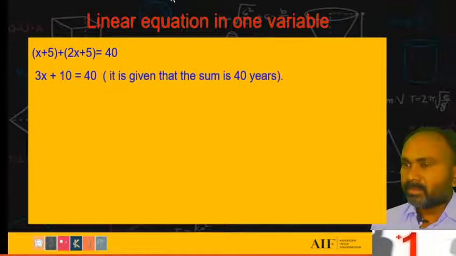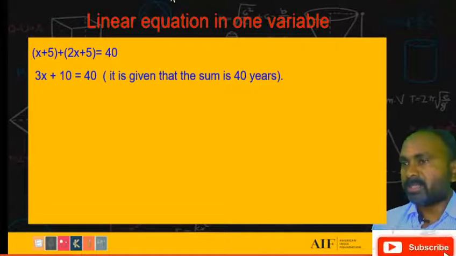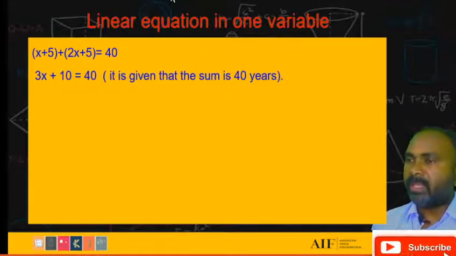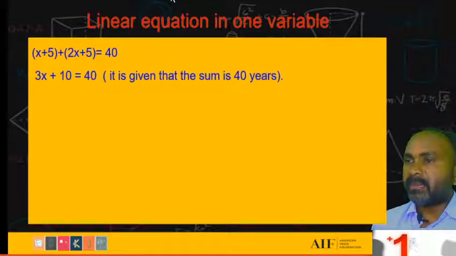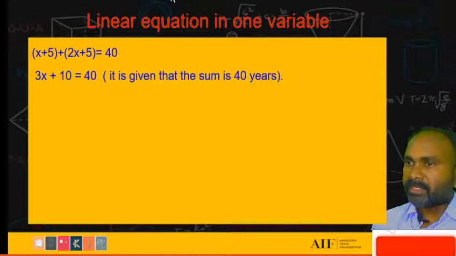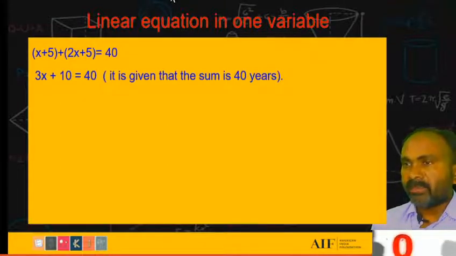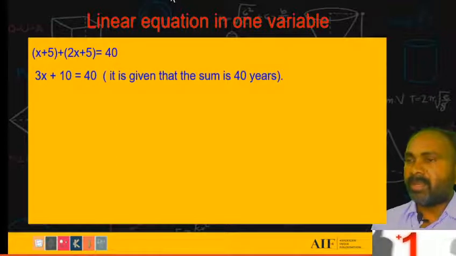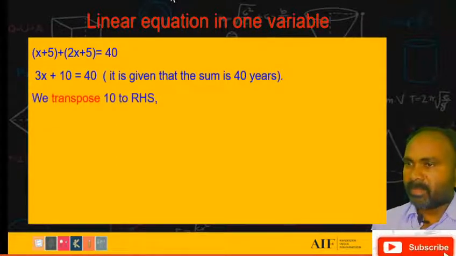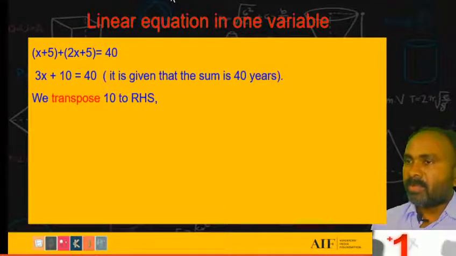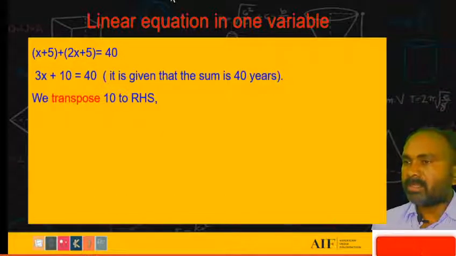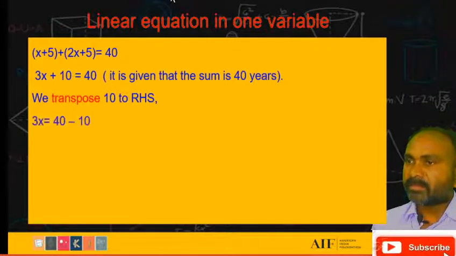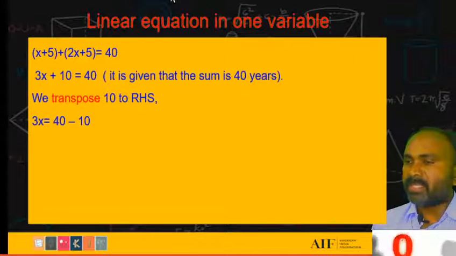First, x plus 2x equals 3x. First we should add the variable terms, and then the other terms. It is given that the sum is 40 years, so it equals 40. So x plus 2x equals 3x, 5 plus 5 equals 10, and the total is 40. We transpose 10 to the RHS, here on the LHS it is plus 10, so it goes to the RHS with sign minus 10. So 3x equals 40 minus 10, then 3x equals 30.